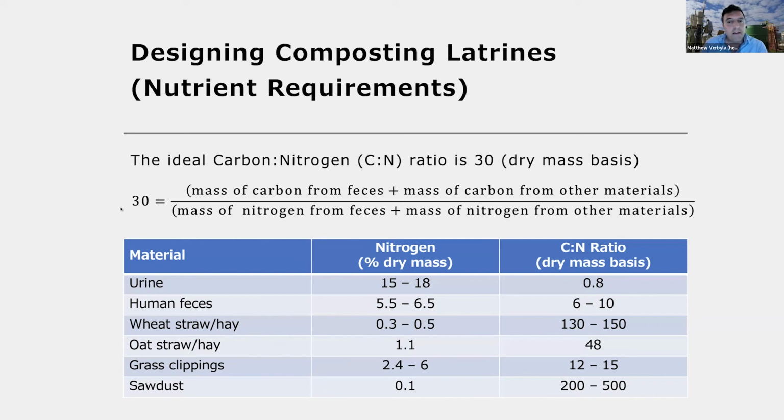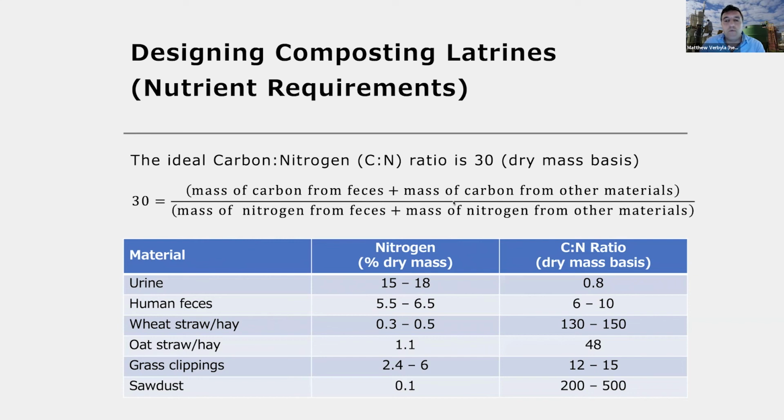It means if we have something like human waste, like feces, we need to mix that with other materials, because the carbon to nitrogen ratio of human feces tends to be between 6 and 10, which is too low for the ideal ratio that we need for composting.